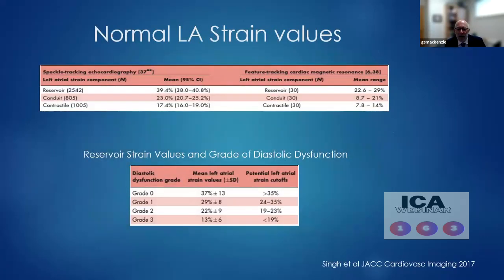In this particular study by Singh et al. in JACC Cardiovascular Imaging in 2017, these authors looked at testing LA strain thresholds for different degrees of diastolic dysfunction in patients who had a normal ventricle. And you can see on the screen here that as you went from grade 1 to grade 3, there are significantly different strain values, with gradual decreases seen as you had worsening diastolic dysfunction.